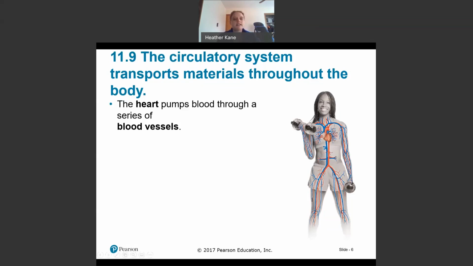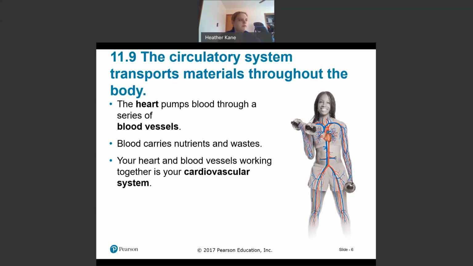So the heart is responsible for pumping blood. That blood gets pumped through these series of blood vessels. Veins and arteries, those are both examples of blood vessels, as well as those capillaries that we talked about. The blood is really important, and that blood is going to carry nutrients as well as waste products from those cells, along with the oxygen and carbon dioxide as well.